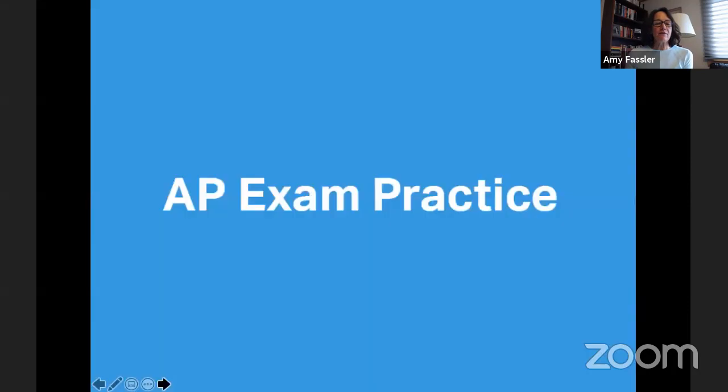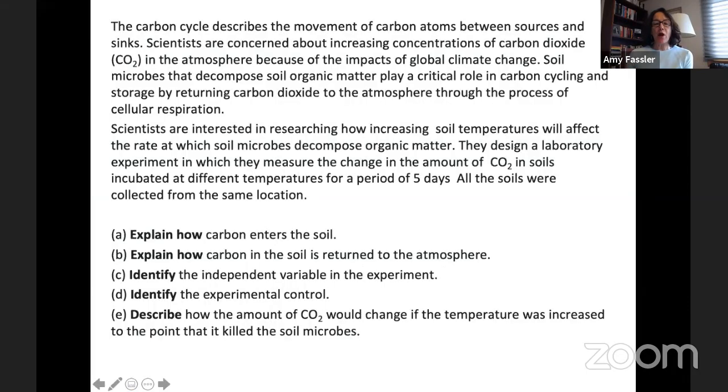So I'm going to leave you with an AP exam practice question that you'll go over the answers to tomorrow with Dr. Sowell. You are going to be looking at biomes tomorrow, so this will be a nice transition. Let's read through the question and the prompts together. The carbon cycle describes the movement of carbon atoms between sources and sinks. Scientists are concerned about increasing concentrations of carbon dioxide in the atmosphere because of the impacts of global climate change.